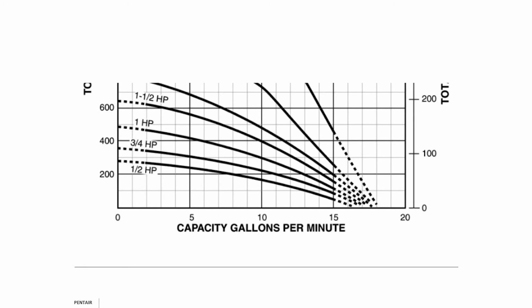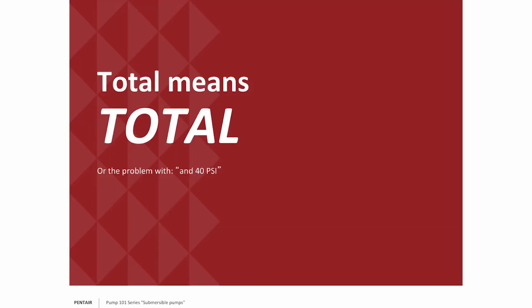So I look at that 10 gallon per minute curve, and here I blew it up for us so we can see it better. And I draw my line at 154 and see where it crosses 10 gallons per minute. And that half horsepower pump looks pretty good.